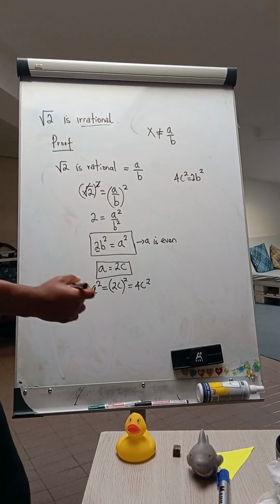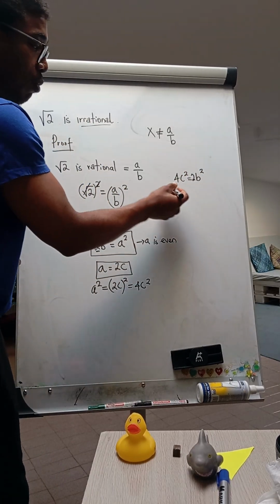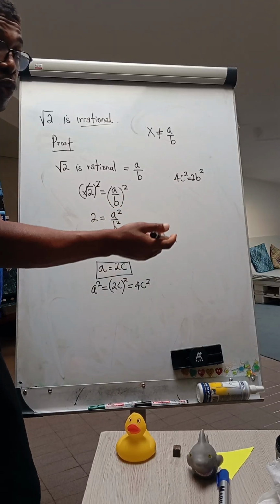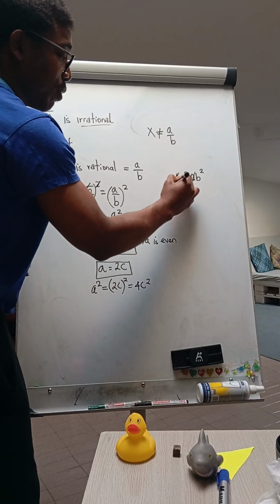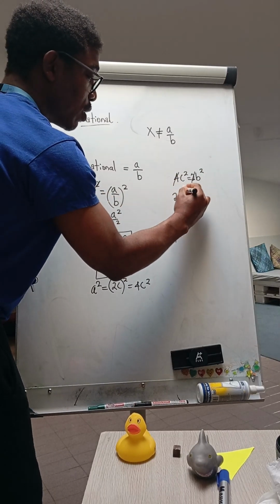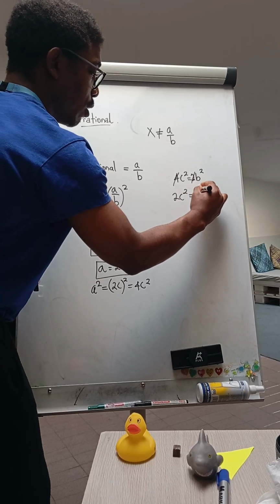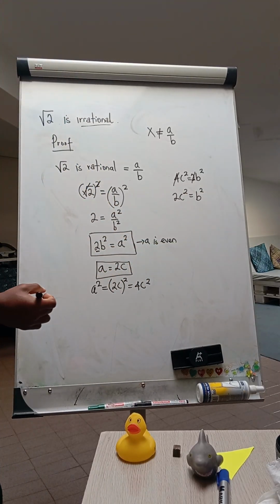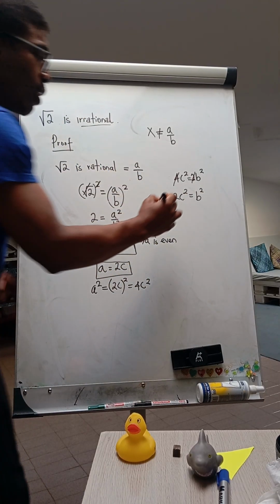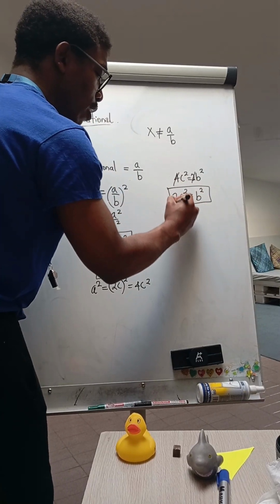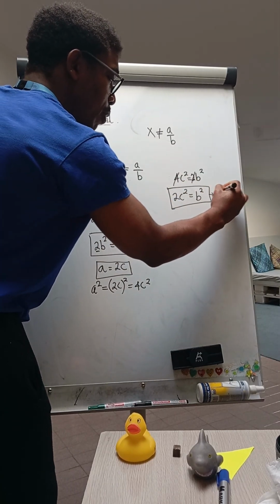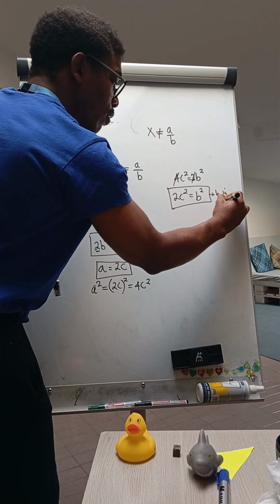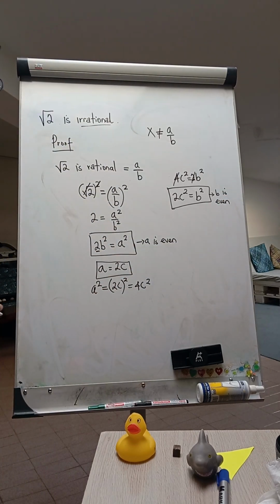If we have a common factor, that's 2. So the 2 is going to cancel out, and we have that 2c squared is b squared. This also means something: it means that b is even. So we've just seen that a is even and b is even.